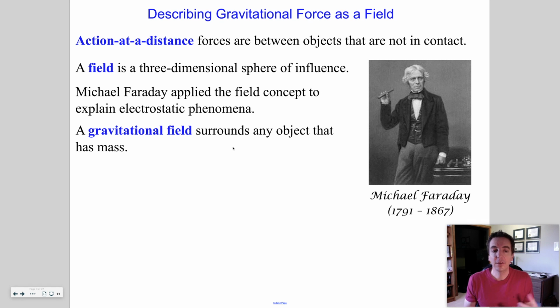So a gravitational field surrounds any object that has mass. Magnets are surrounded by magnetic fields, and electric charges, positives, negatives, protons, electrons, are surrounded by electric fields. So we're going to teach you about gravitational fields in Physics 20, and a lot of that concept you're going to learn this year is going to be carried over into next year when you learn about electric fields and magnetic fields.